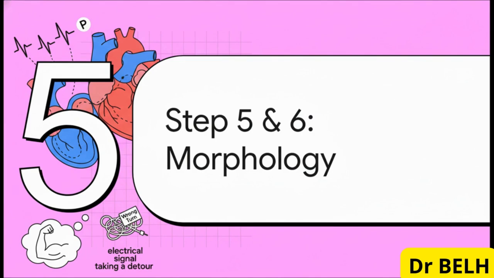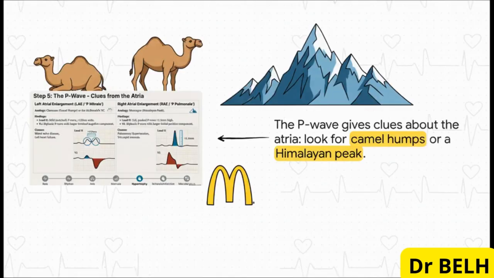Steps 5 and 6 are all about morphology, and the shape can tell us a ton, like if parts of the heart muscle have gotten too big, or if the electrical signal is having to take a detour. Let's kick things off with the P wave. Take a close look. Does it look kind of like two camel humps? That's a classic sign that the left atrium is enlarged. Or maybe it's super tall and pointy, like a Himalayan peak. That points to the right atrium being enlarged. These little visual cues tell a huge story about chronic strain on the atria.